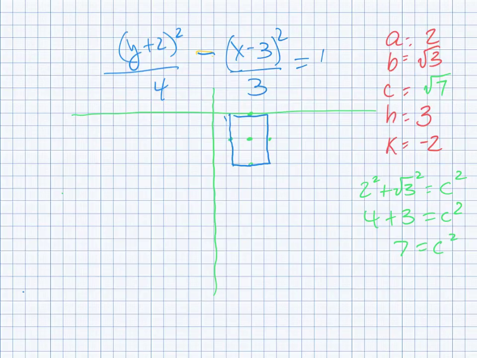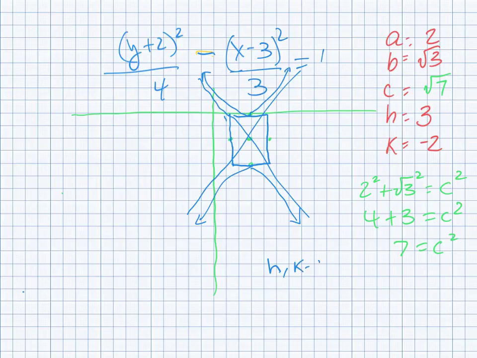This isn't perfect. We're going to draw our asymptotes, which go through the corners. And then your hyperbola, it says vertical, it comes off the top like this and off the bottom without touching the asymptotes, but really getting close, okay? Now, the only thing I want you to draw for the test, you're going to have to find the focus. So what's the formula for focus on a vertical hyperbola? K minus C and K plus C. H comma K minus C and H comma K plus C.